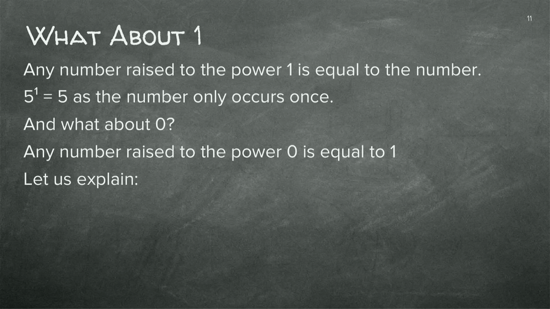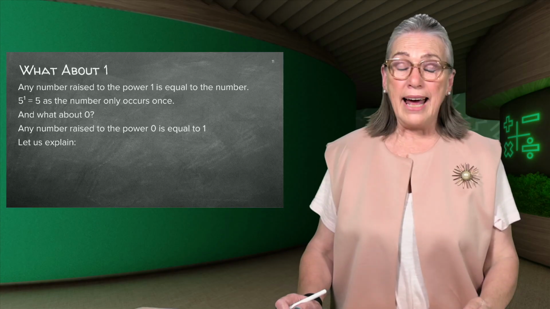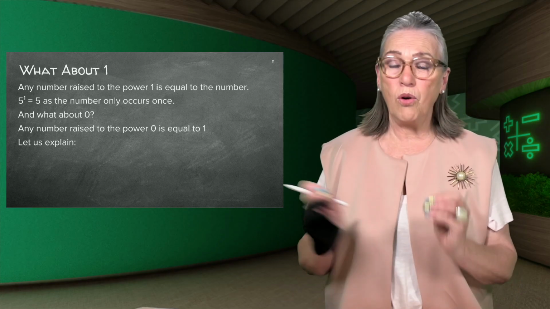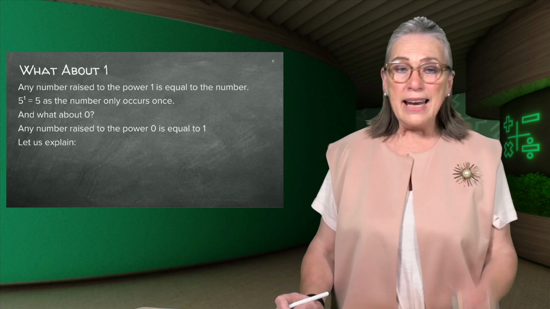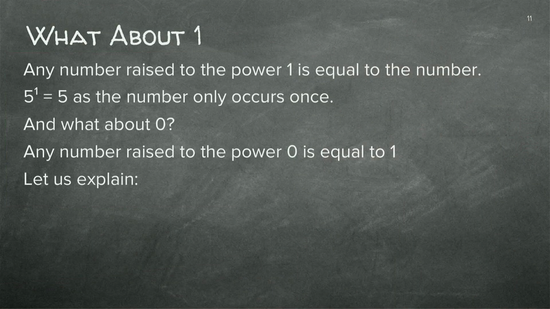there are always such interesting things in mathematics. So what about 1? And I want you to please follow with me. And again, if you don't follow, you can always go back and listen. Any number raised to the power of 1 is equal to the number. So 5 to the power of 1 is 5. As this number only occurs once, there's 5. You're not multiplying with anything, it's 5. Okay? So 5 to the power of 1 equals 5.